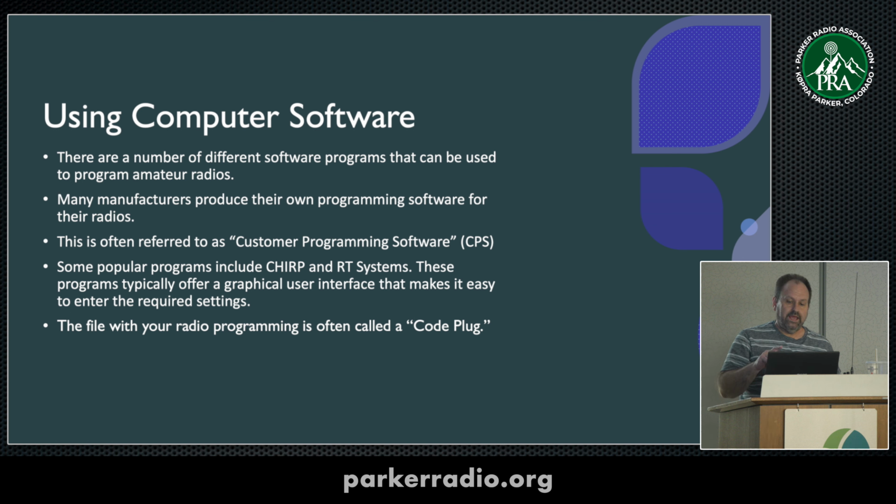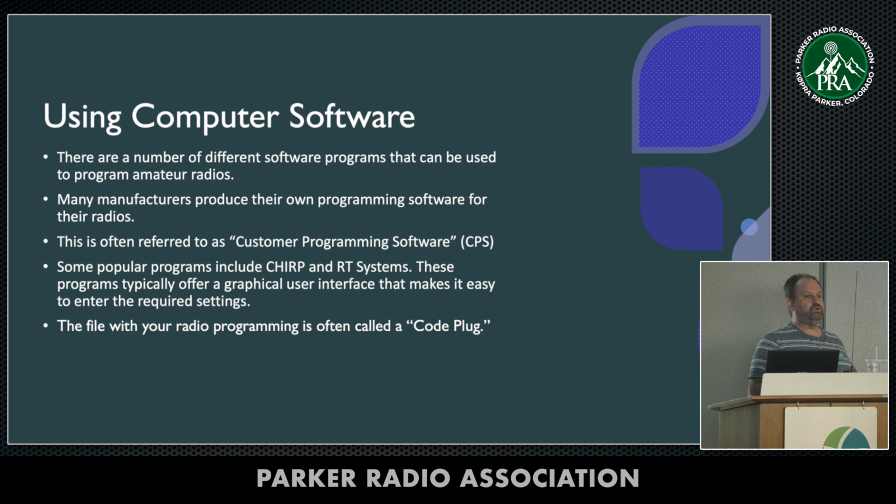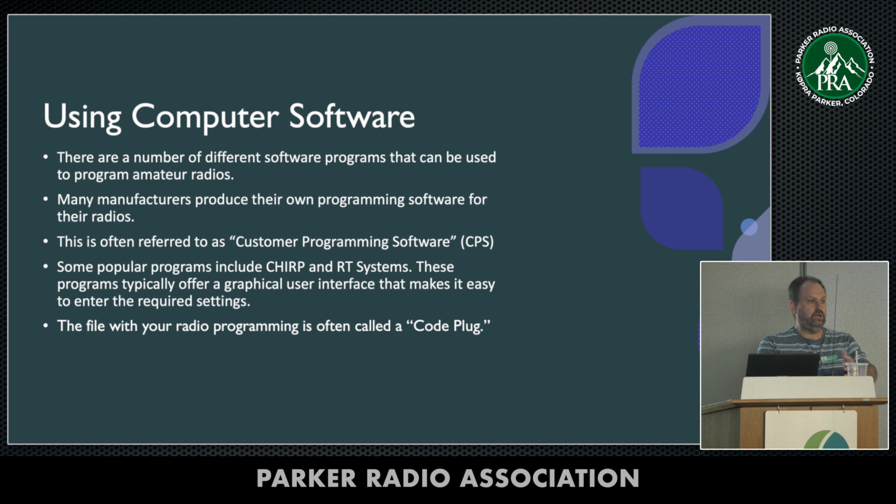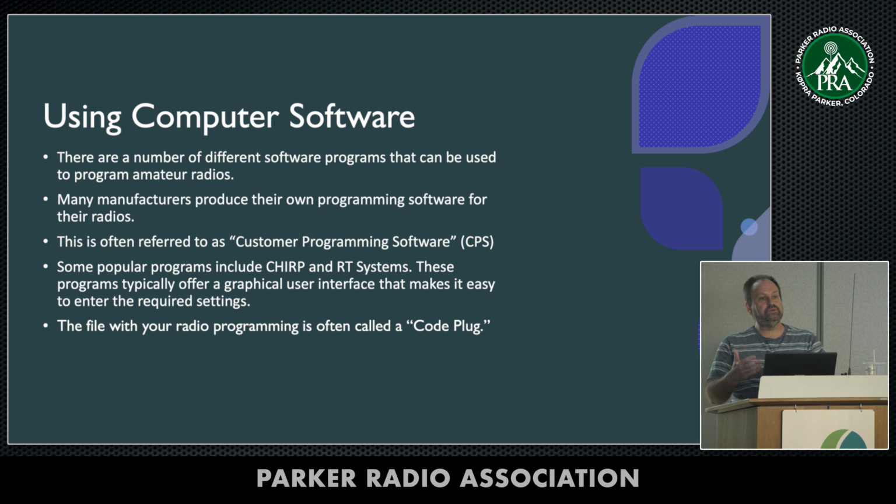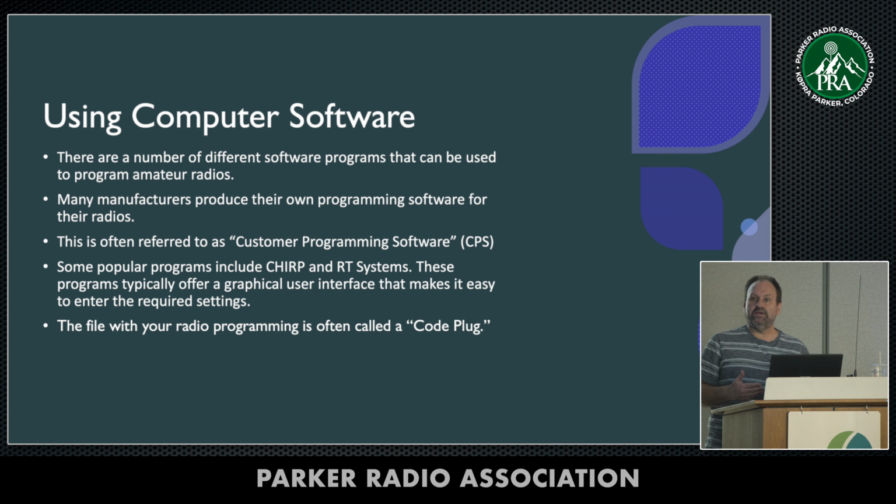And there's this magic thing that people talk about called a code plug. The code plug is really nothing more than the file which contains all of the programming parameters that you're going to load into your radio. So it's the list of frequencies, channels, zones, talk groups, all of the settings that we're going to be talking about tonight all get saved by the CPS into a file, which is what we call the code plug.